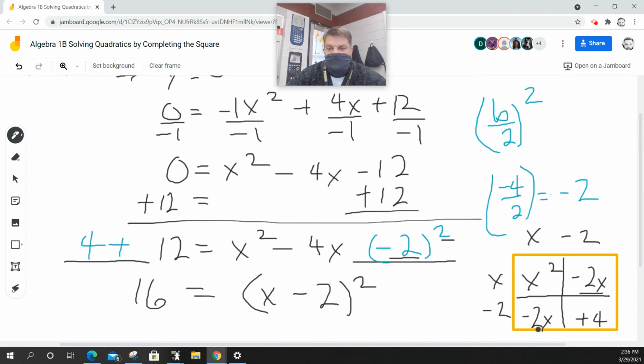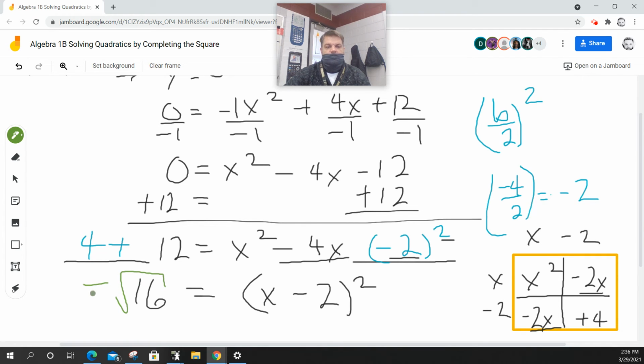What's negative 2 plus negative 2? It's negative 4x, right? So those two middle terms. In other words, this x minus 2 squared is the same as x squared minus 4x plus 4. So anyways, what do I do next?